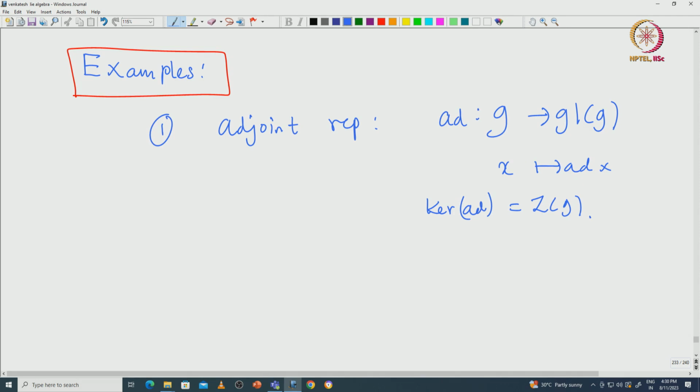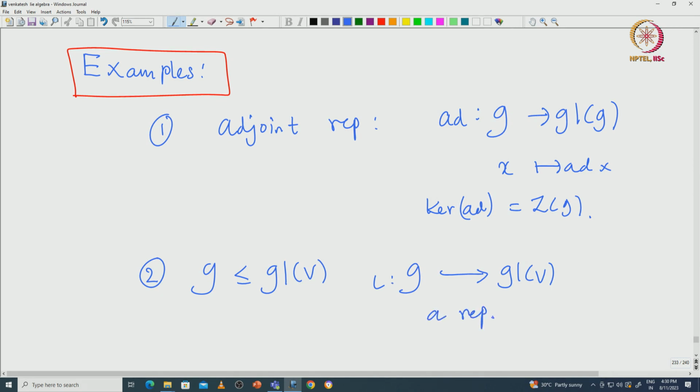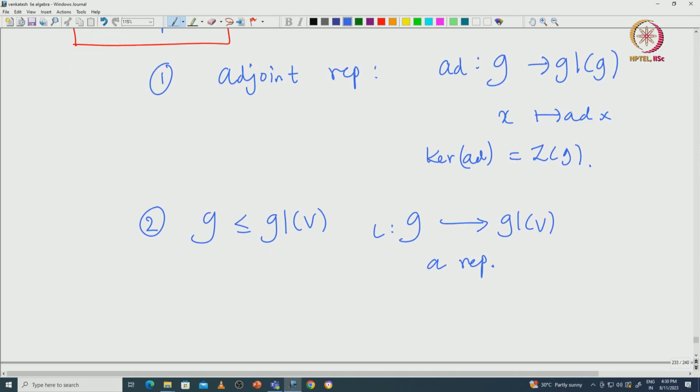So, if you take, for example, G to be a linear Lie subalgebra, then there is this inclusion of G inside GL of V. This inclusion we denote by iota. This is actually a natural representation. Using this inclusion you can see that G naturally acts on V. So, this is also a representation, and you call it the natural representation.